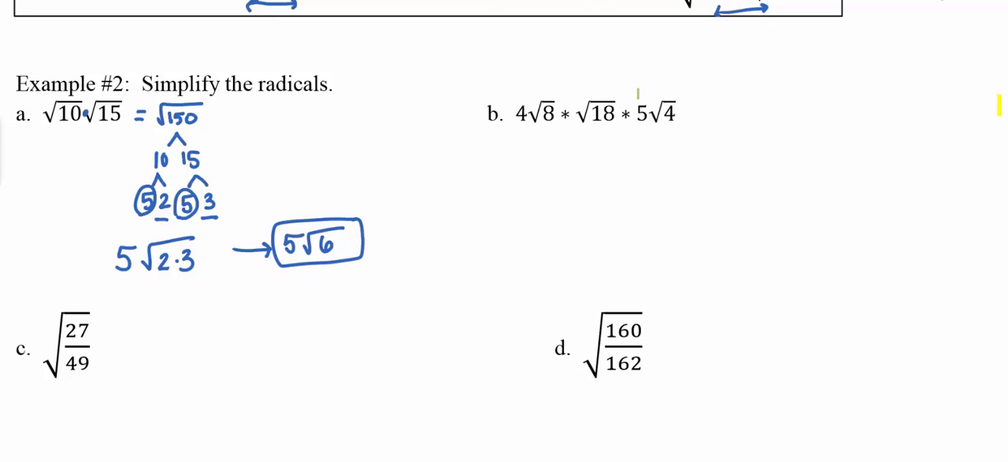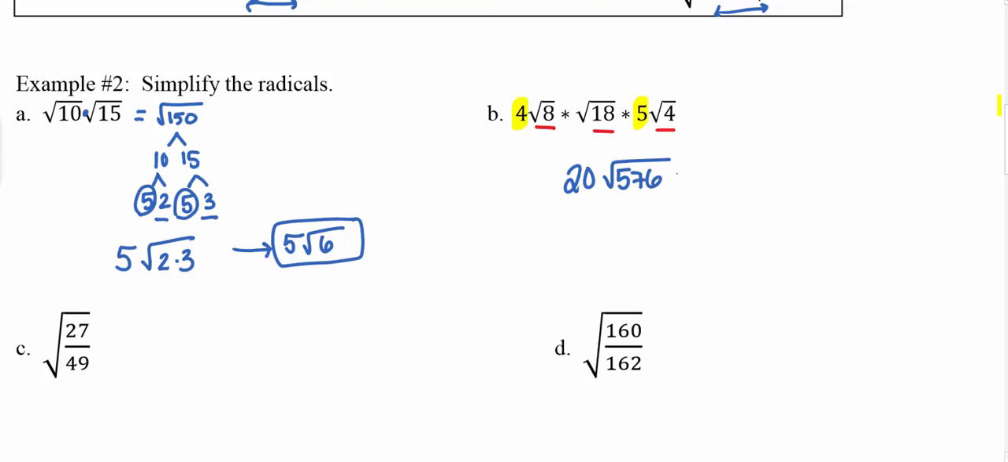So when I move to part B, I'm noticing that I have a 4 in front and a 5 in front. So I need to make sure I multiply all the numbers in front, and then I multiply all the numbers underneath the radical. So 4 times 5 is 20, and then I have 8 times 18 times 4 underneath. Right? I'm multiplying here, so I can multiply all those numbers, which end up being 576.